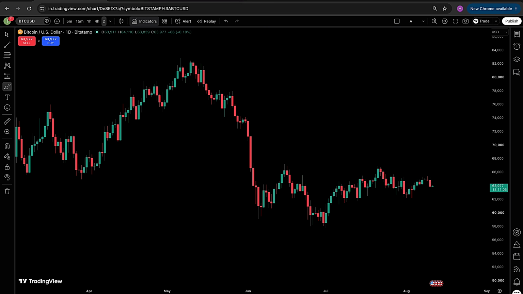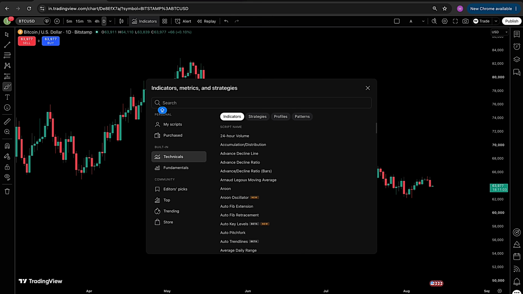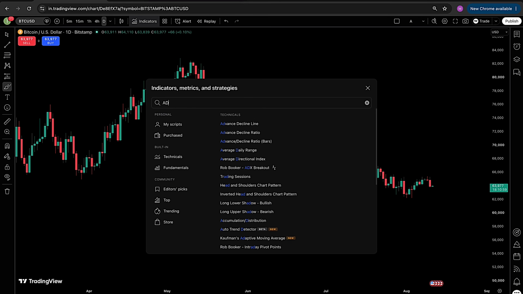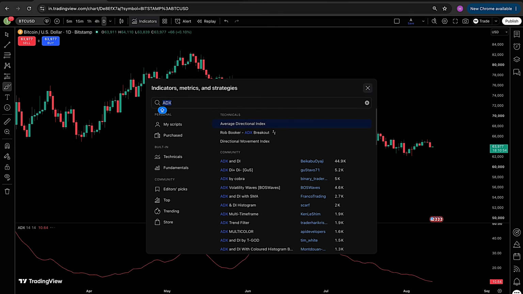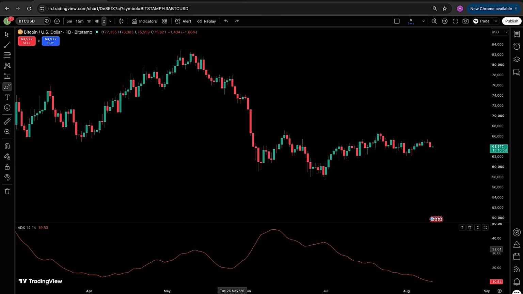Now, I will add the indicator. I will come to the indicator section and search for the indicator name, which is ADX. This is the average directional index. You need to add this. Now you might be thinking, these are just lines, but these are not just lines. They tell you about the trend. What is the market trend? So how is it used? I will tell you in today's video how to use it in a professional way.